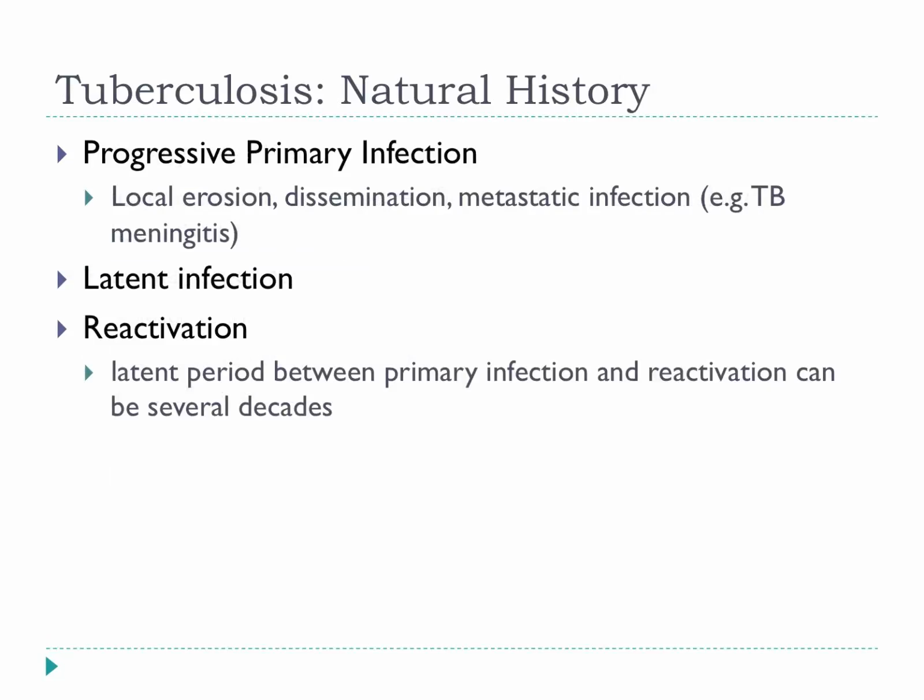Next we have primary progressive infection. This is where the infection doesn't just sit down and be quiet for a while, it actually continues to progress. And you get local erosion, you can get dissemination into the bloodstream or lymphatics, and you can get what we call metastatic infection. So you get infection at sites far from the initial site of infection. And the commonest and most troublesome of these is tuberculous meningitis, where the organism finds its way into the meninges and causes a particular kind of meningitis.